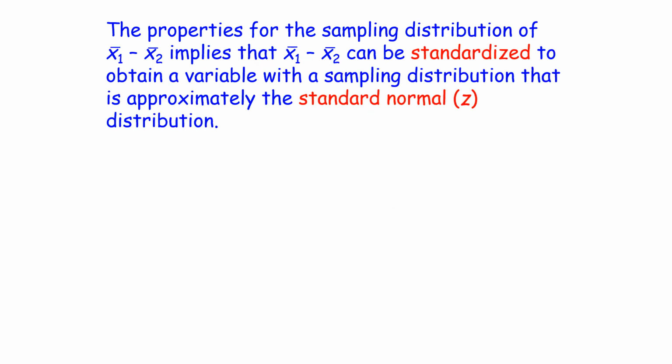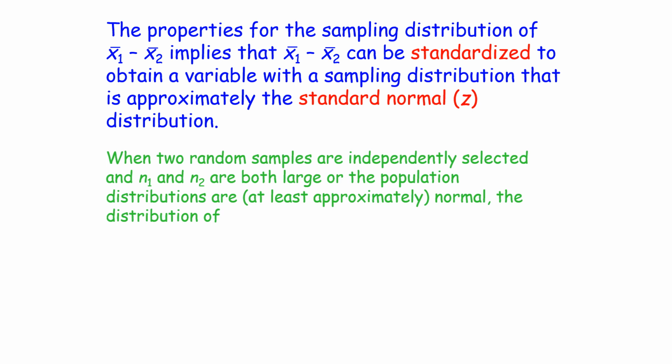The properties for the sampling distribution of x bar sub 1 minus x bar sub 2 imply that x bar sub 1 minus x bar sub 2 can be standardized to obtain a variable with a sampling distribution that is approximately the standard normal z distribution.